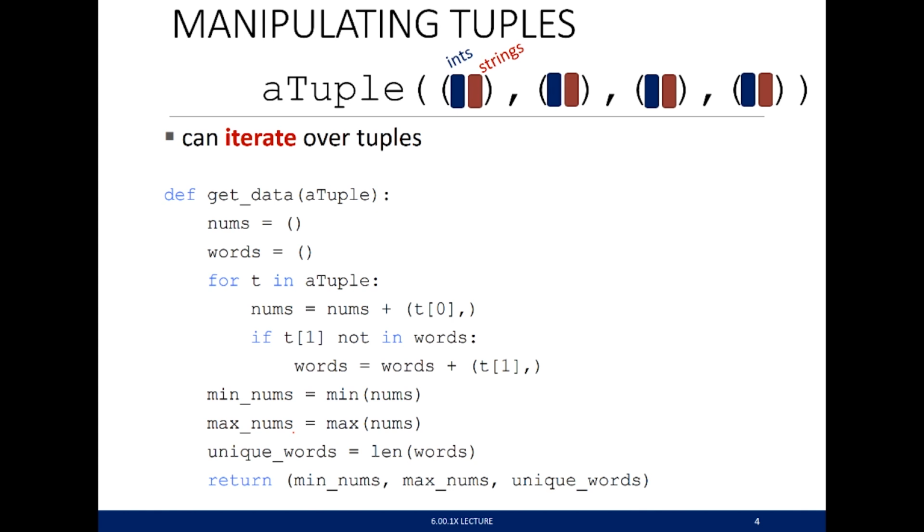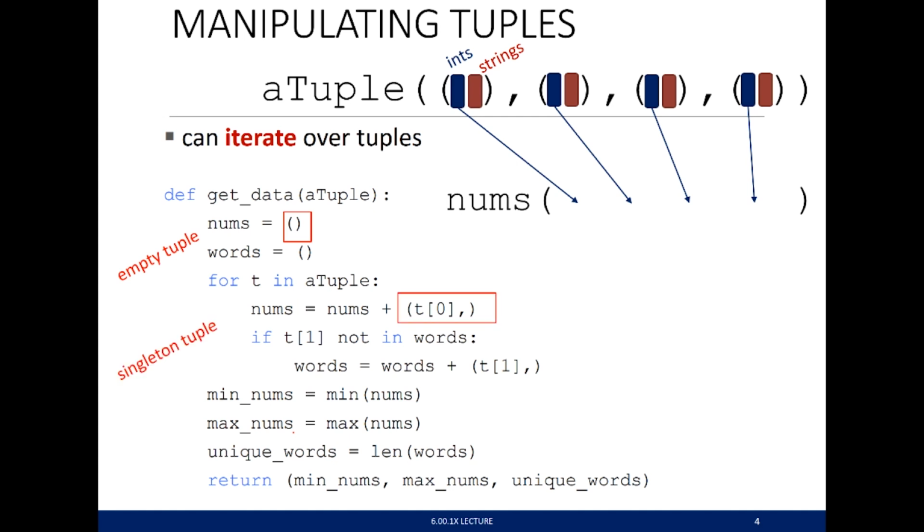And what I want getData to do is to create two outputs. So let's look at it. First, I'm going to set up nums to be an empty tuple. And that's how I do it, open, close paren. Words is also going to be an empty tuple. And I'm going to take all of the numbers and gather them together into a new tuple.